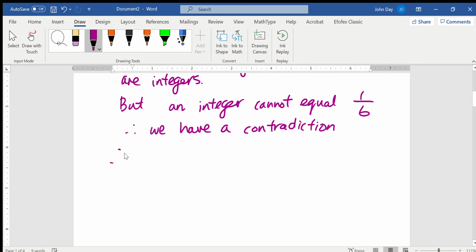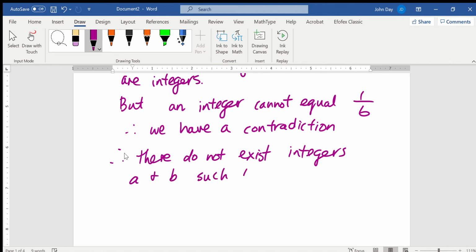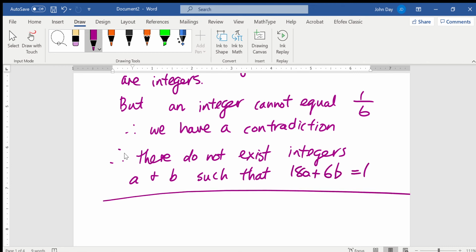So, therefore, there do not exist integers a and b such that 18a plus 6b equals 1. Job done.